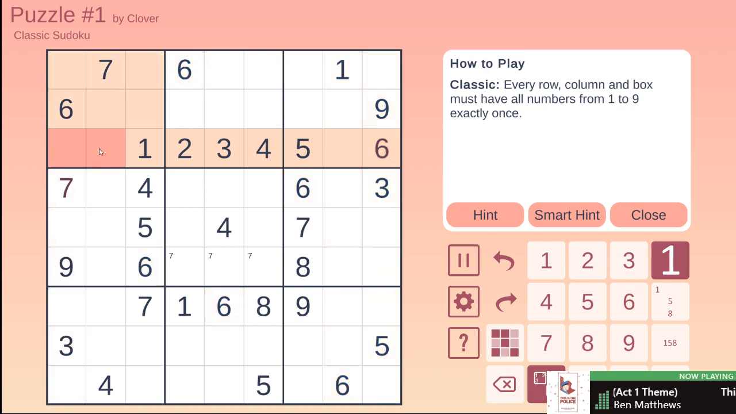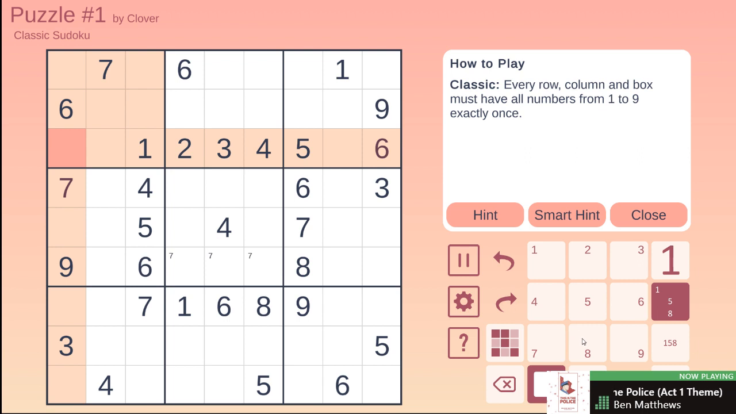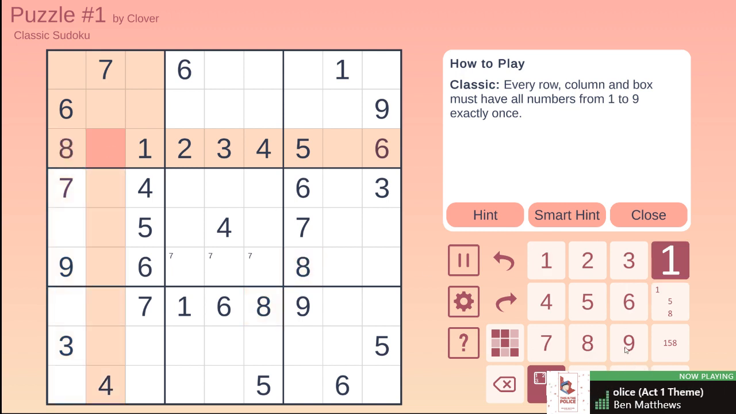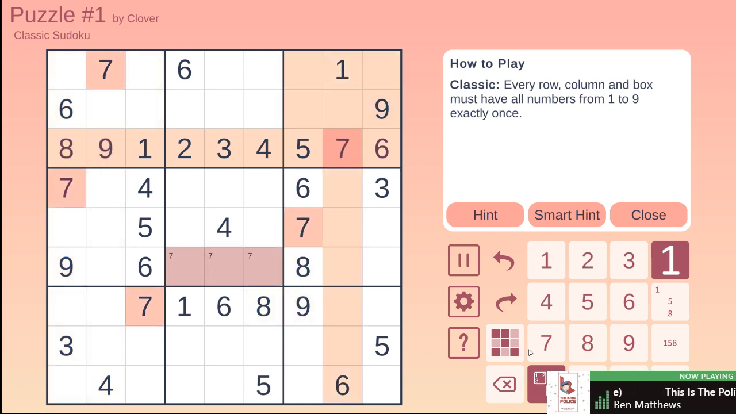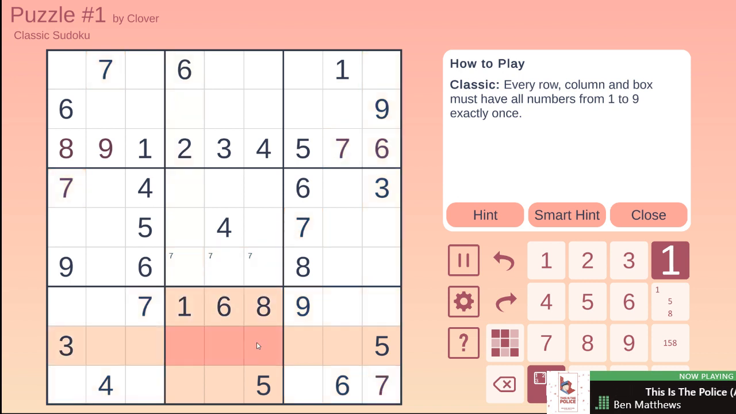So this is... Hold on. Right, this is what I need. Okay, so this is an 8, or no, this is just an 8. This is a 9, this is a 7. Right, okay. Then that means the 7 down here has to be here. 7 here is one of these. And 7 here is one of these. Great.